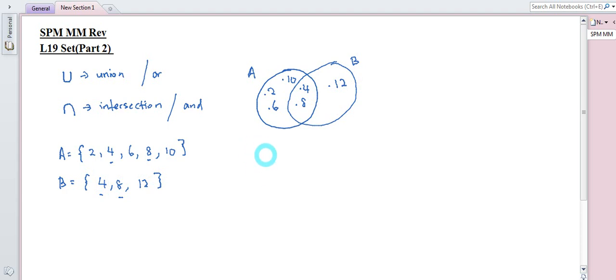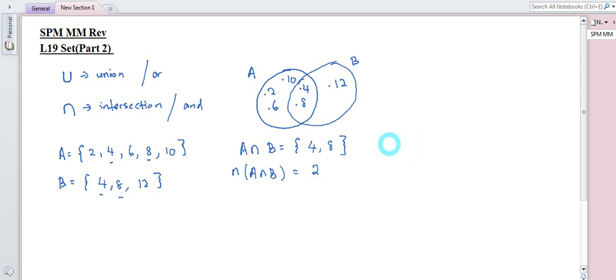So when I want you to write down the elements for A intersection B, it means the elements in A and also in B, which will be the overlapping area, which is this part, 4 and 8. So the number of elements for A intersection B is 2.